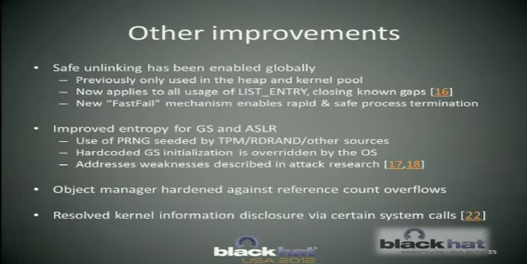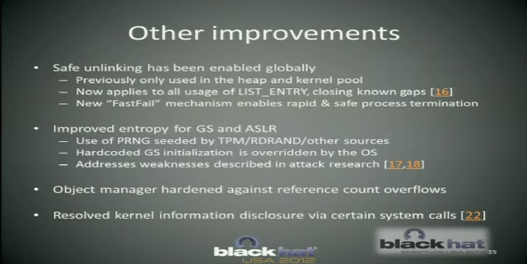We also made a slew of other improvements that you'll see showing up both in the kernel and in user mode in Windows 8. One of them is something we call safe unlinking or safe linking. And this mitigation basically, when you have a doubly linked list operation that's adding and removing an entry from the list, will start verifying the integrity of the neighboring list links when that operation performs.